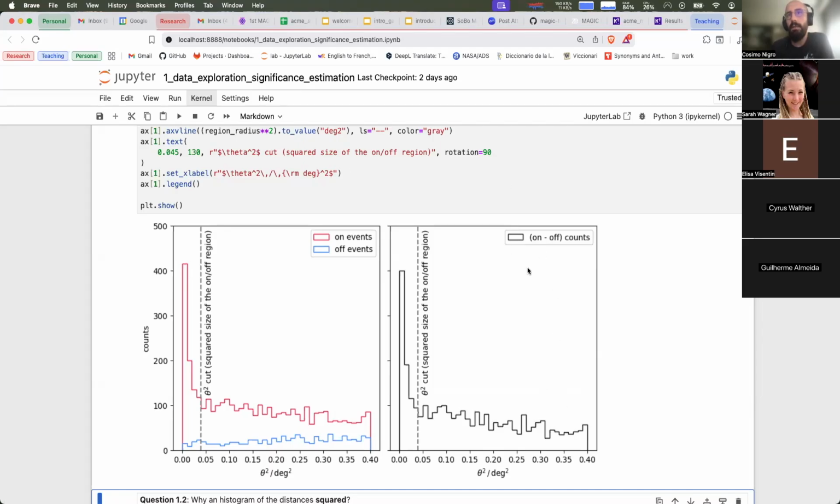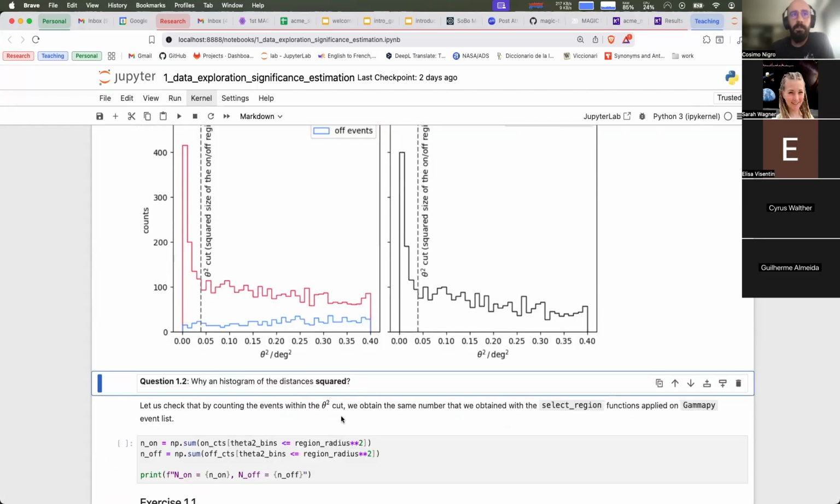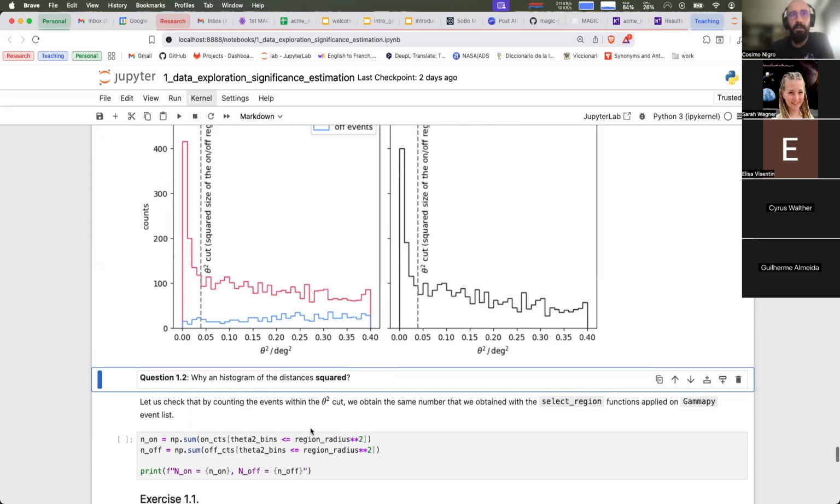And then on the right, I just made the difference of the two histograms, so you can see the excess counts. As you move towards the center of the on region, towards the position of the Crab Nebula, you see that the number of counts increases. So the question is, why the distance squared? I leave it as an open question and then you can reply whenever you want.